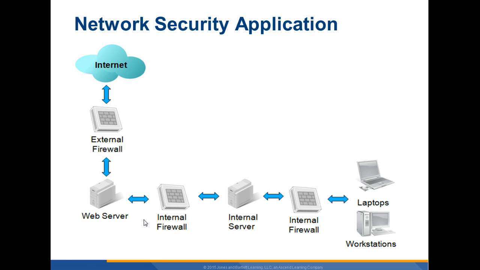In a network security application, you have an external firewall that functions here between the internet and the web server, then an internal firewall as yet another layer, if you will, between the web server and the DMZ, perhaps, and an internal server, then another internal firewall between the internal server and the laptops and workstations. So the idea here is that you want to ensure that you have as many layers as possible between your trusted network and the untrusted internet.